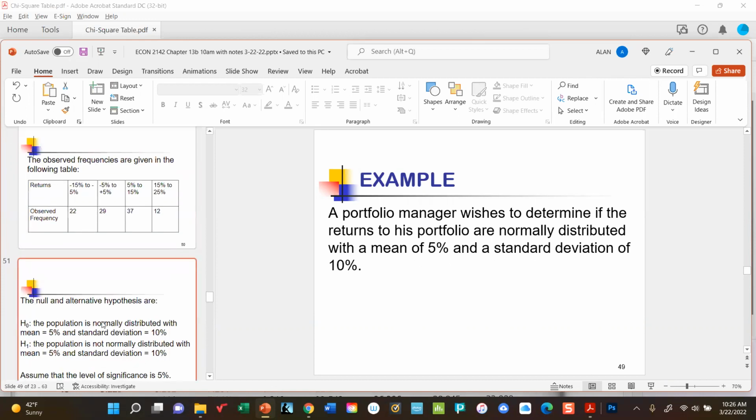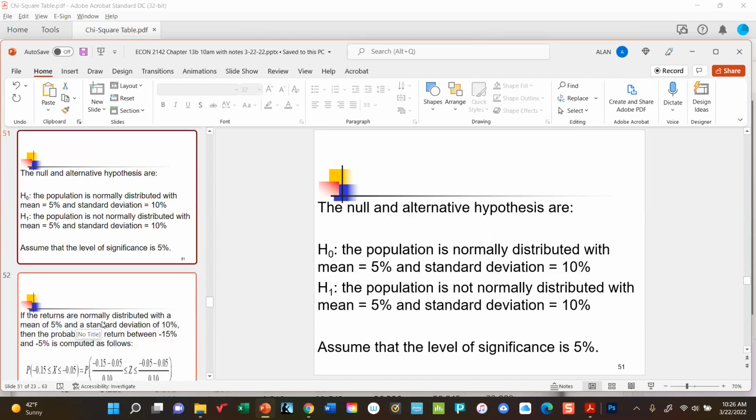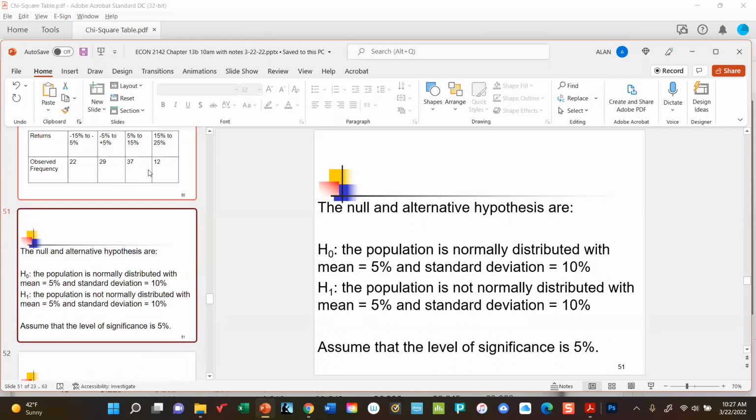So let me just jump ahead here and show you how this would be expressed. The null is that the population is normal with a mean of 5% and a standard deviation of 10%. The alternative is that it is not. Yes or no. And again, it's a right tail test. And so we'll assume level of significance is 5%. Now, here's the data that we have.